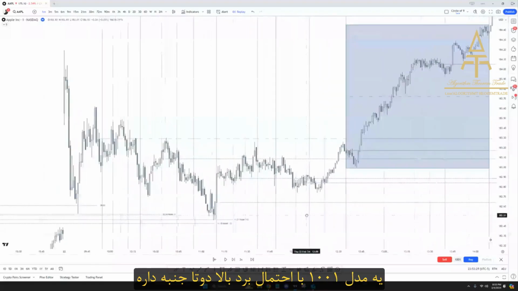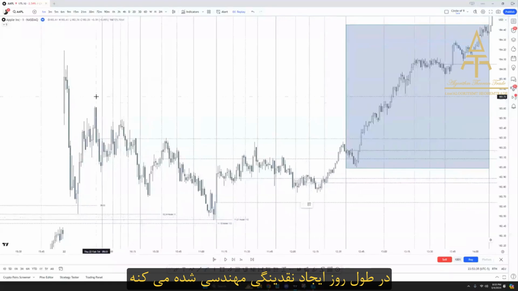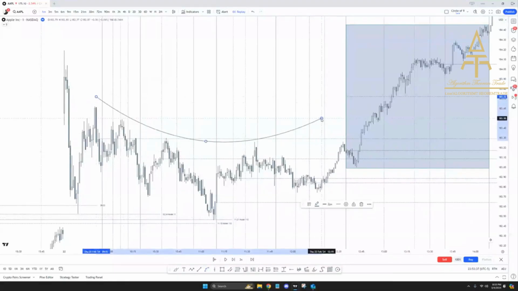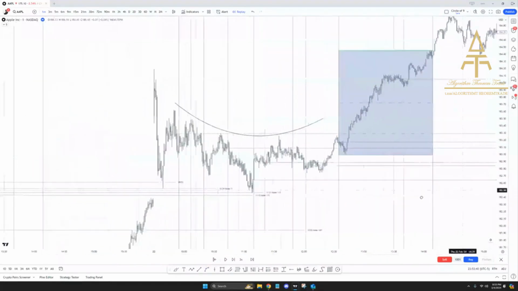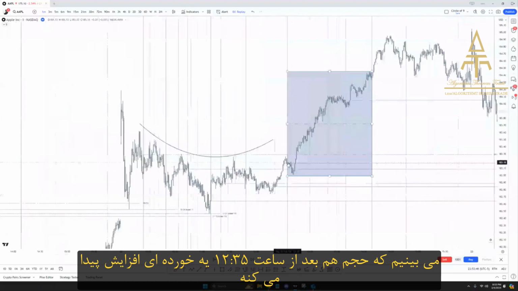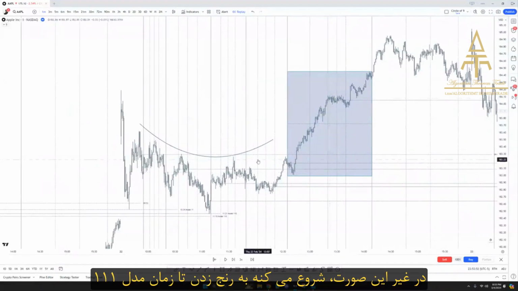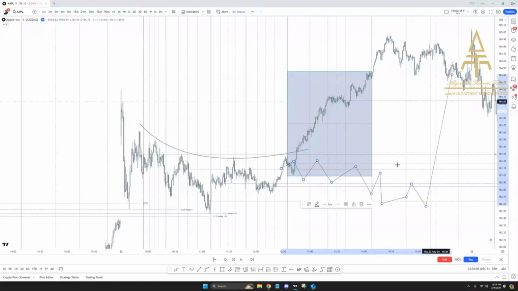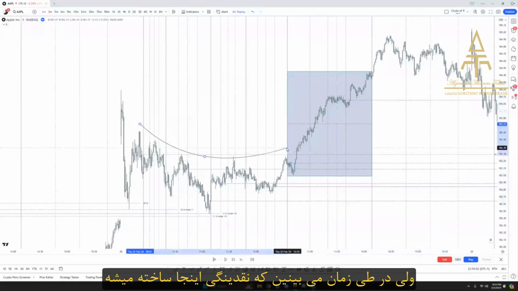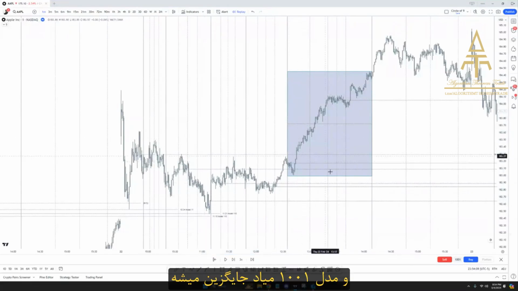But a couple things to note here. A high probability Model 1001 will have two aspects. It will have engineered liquidity throughout the day, and it will begin to see volatility increase slightly after 1235. Otherwise, it's going to continue to chop until Model 111. But at times, you do see this engineered liquidity being built up, and Model 1001 takes precedent.